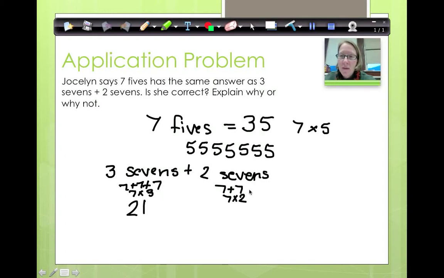Okay, so what's 2 7s? That's a double. Well, we know that right off the bat. That's 14. Okay, so she says that if we add it up, 21 plus 14 is going to make 35. Is that true? Well, let's do it and see. 21 plus 14. 1 plus 4 is 5. 2 plus 1 is 3. Are they the same? They sure are. That's because she took it apart. So, I'm going to clean this up.